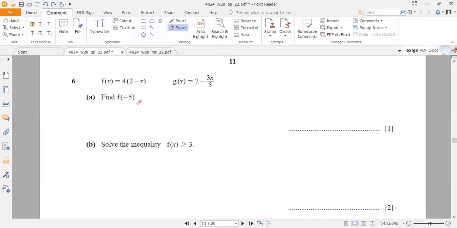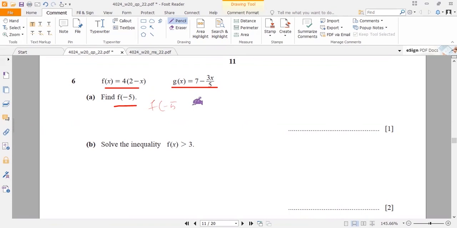Okay, now we have two functions here, that is f(x) and g(x). In part A, we need to put -5 in the function f. So f(-5) is 4(2 - (-5)), we put in the values of x. 4(2 + 5), it will be 4 times 7. 4 multiplied by 7 will be equal to 28.